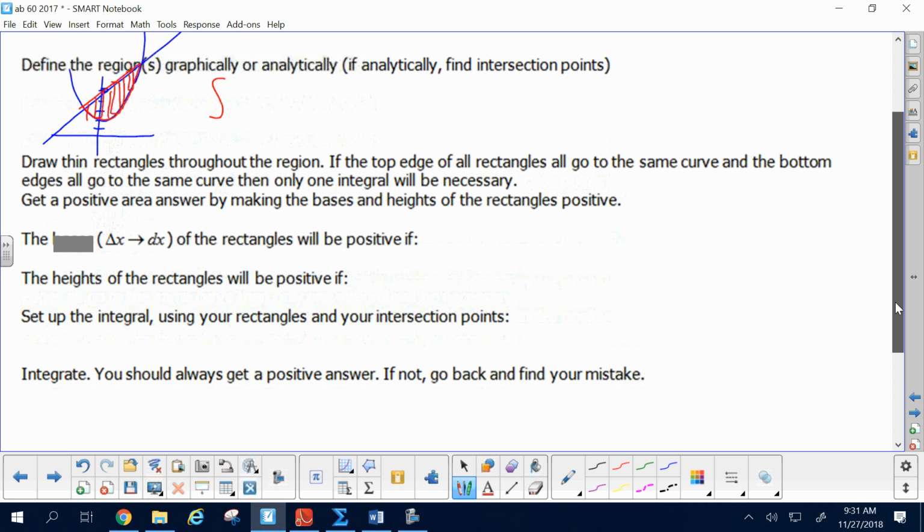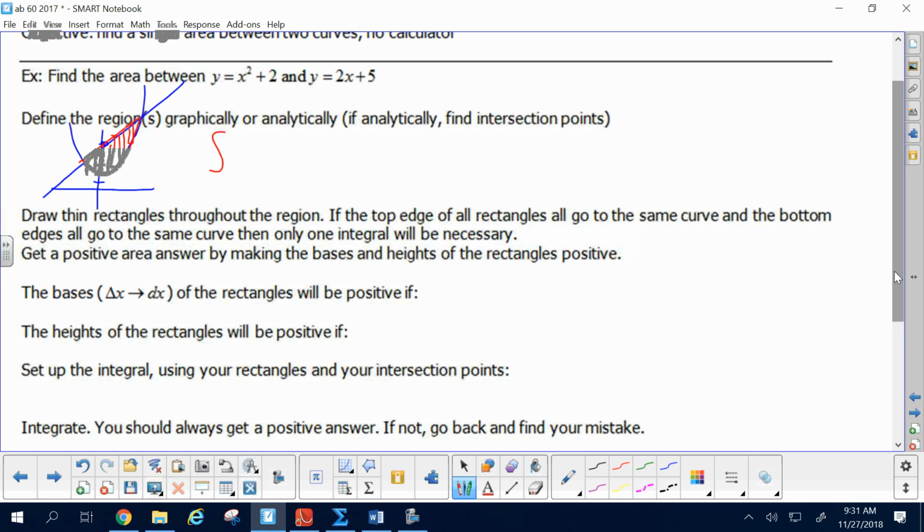So, get a positive area by making the base and the heights positive. The bases will be positive if we go left to right, but we first need to find the intersection points, because the start and end of the region are here and here. So we're going to need to find those intersection points. Let's just do it by substitution, not elimination. These intersect where they are equal to each other.